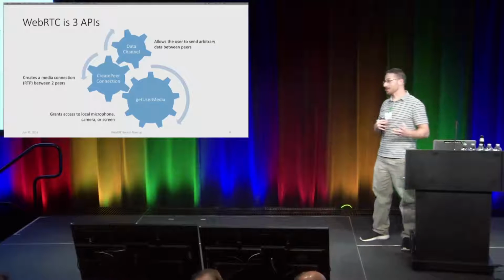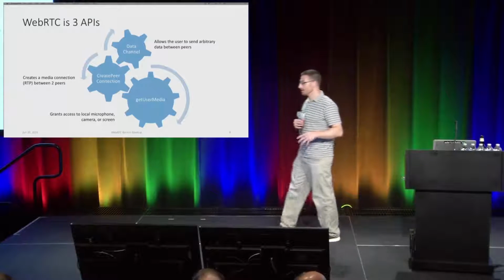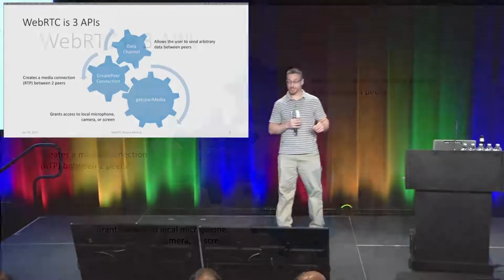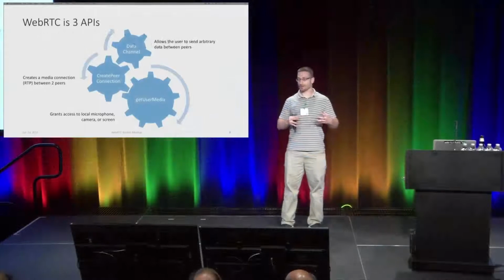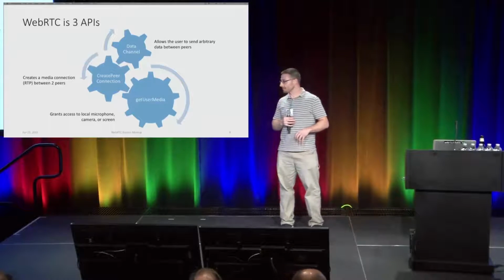All right. WebRTC is also 3 APIs. We'll talk about all of these today a little bit, but there's getUserMedia to basically grab a microphone, camera. There's a peer connection to allow you to do a peer-to-peer connection to another party. And then there's a data channel API that allows you to send arbitrary data in real time between 2 parties.